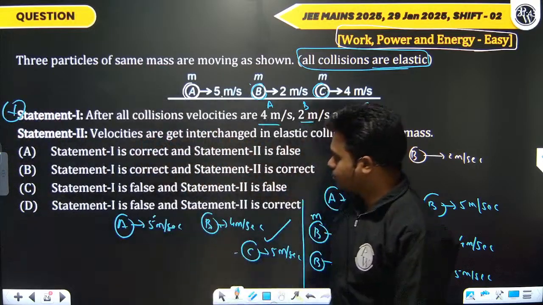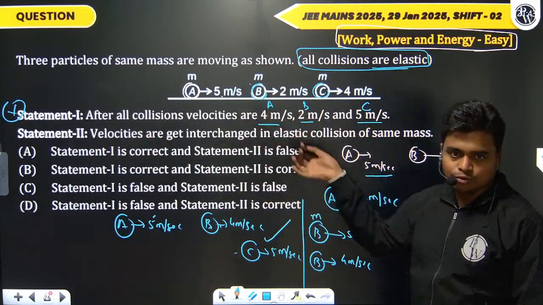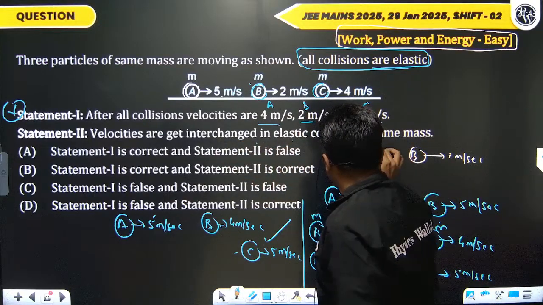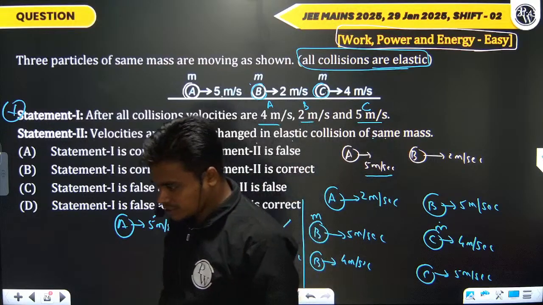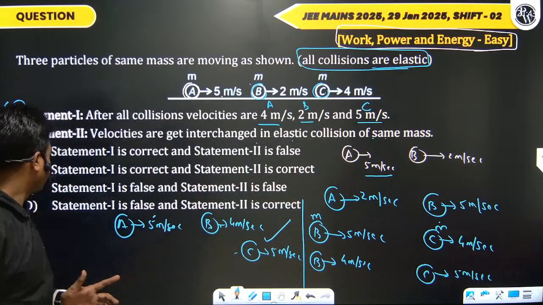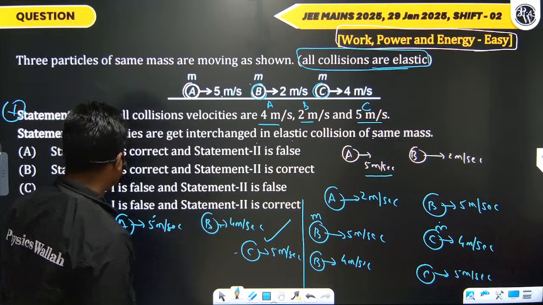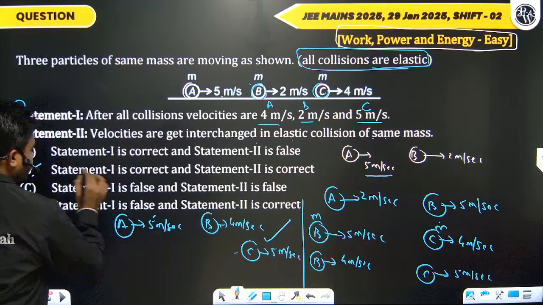And statement 2, from there only we solved this question, right? Velocities get interchanged in elastic collision of the same mass. Yes, if the mass is same, then velocity will get interchanged. Statement 1 is incorrect and statement 2 is correct over here. Answer is option B.